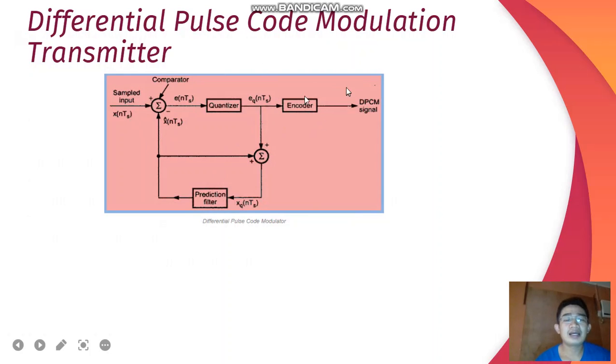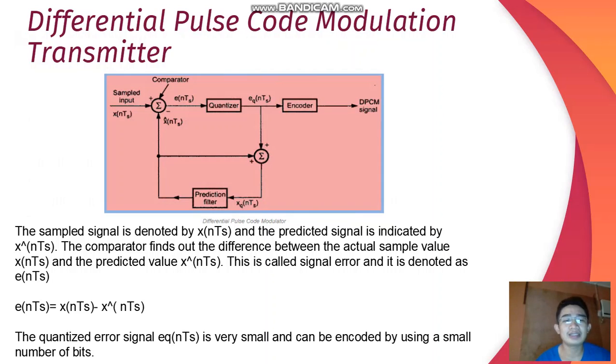This is the picture of differential pulse code modulation. The predicted signal is indicated by X hat of nTS, and the comparator finds out the difference between the actual sample value X of nTS and the predicted value X hat of nTS. This is called the error signal and denoted as e of nTS. e of nTS is equal to X of nTS minus X hat of nTS.